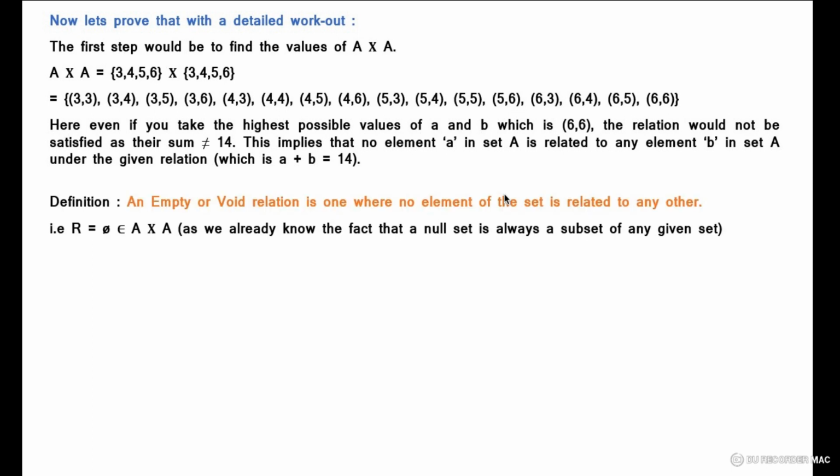So what is the empty relation? Let's define it. An empty or void relation is one where no element of the set is related to any other. That is, set R equals a null set belonging to A cross A. Now, how can we say that a null set belongs to A cross A? We can say so because a null set is always a subset of any given set. So a null set will always be a subset of A cross A. So R equals null set belonging to A cross A.